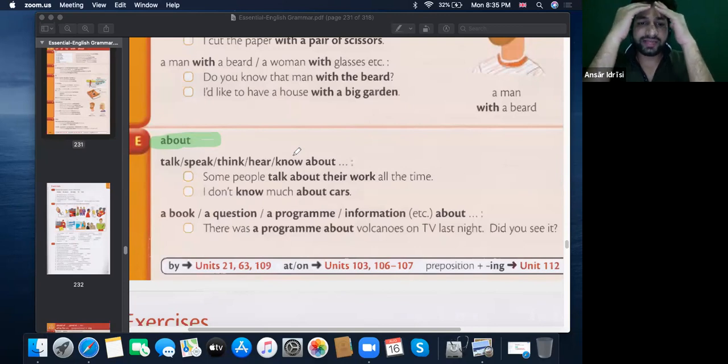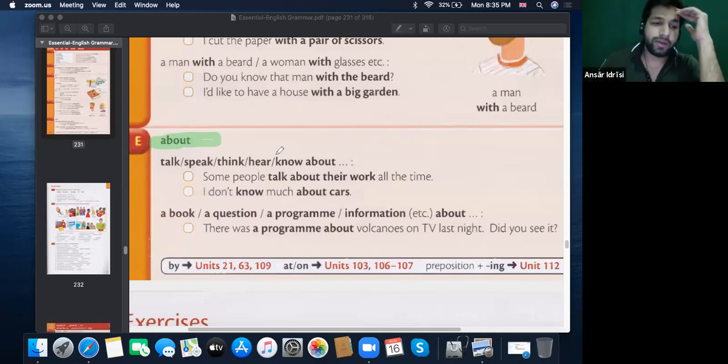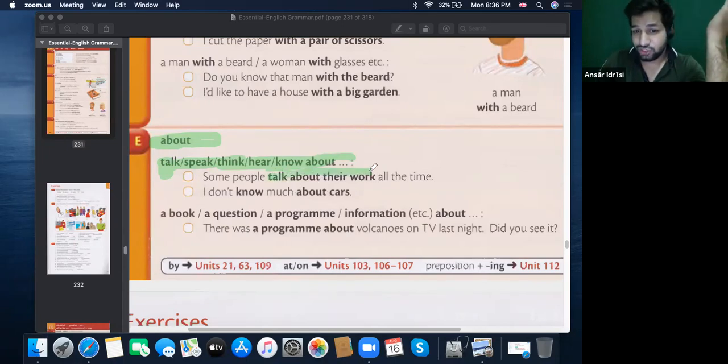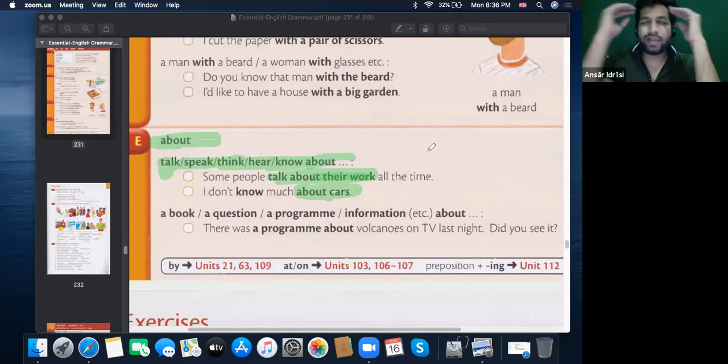Okay, next one is about. For example, talk about. About means बद्दल, उसके बारे में. Talk about, speak about, think about, hear about, know about, etc. For example, some people talk about their work all the time. Next one, I don't know much about cars. कार के बारे में. मुझे उसके काम के बारे में नहीं मालूम है. I don't know about his work.